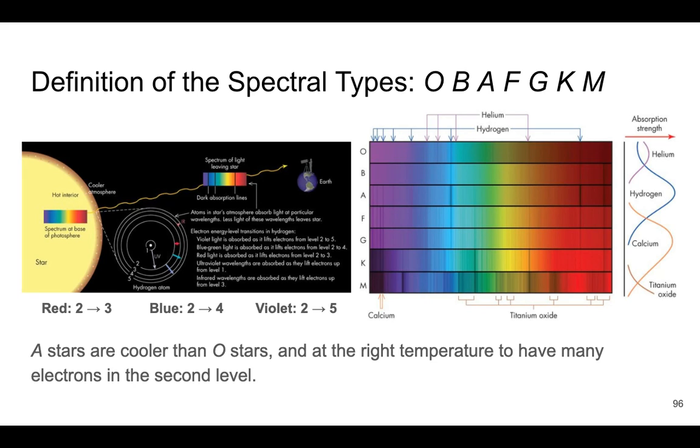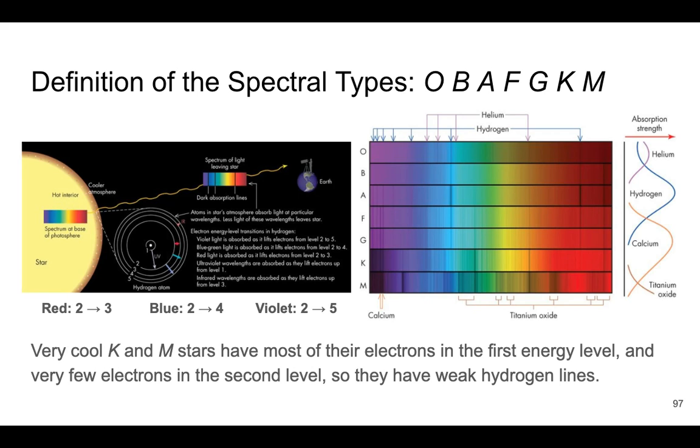A stars are cooler than the O stars. So being cooler, not all of the hydrogen is completely ionized. And in particular, you have enough of the hydrogen in the second level so that when it gets hit by the incoming photons, they can jump up to the third level, the fourth level, the fifth level, etc. So that is why A stars have the strongest hydrogen lines. They're kind of in the middle temperature-wise. They're not the hottest, they're not the coolest.